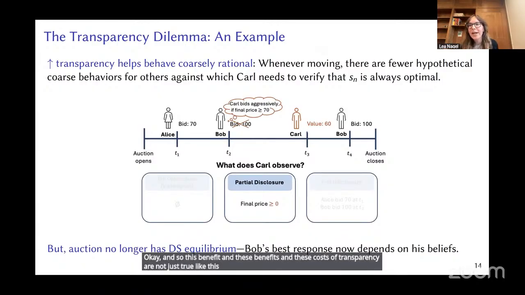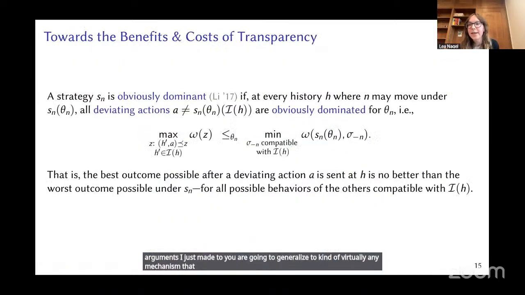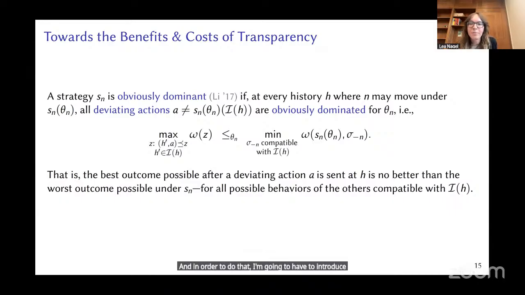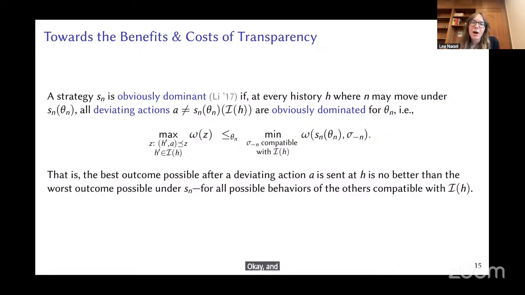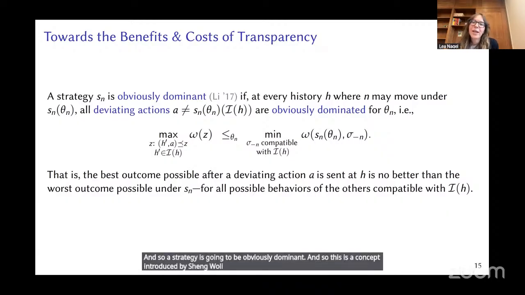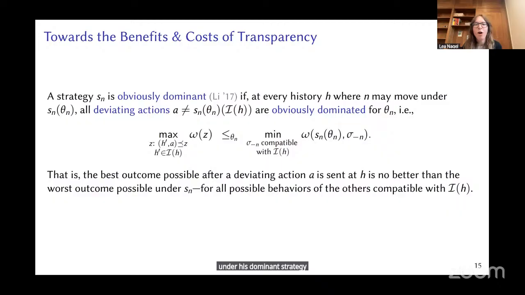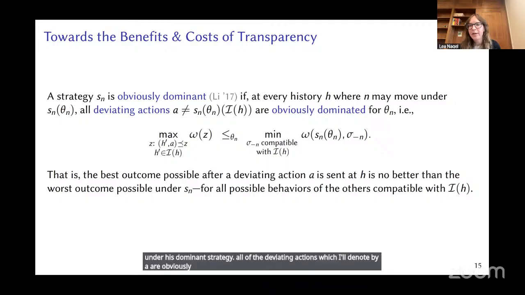Okay, and so these benefits and these costs of transparency are not just true for the auction. The 2 arguments I just made to you are going to generalize to virtually any mechanism that we can think about in this framework. And in order to do that, I'm going to have to introduce the notion of obvious dominance and obviously dominated actions. Okay, and so a strategy is going to be obviously dominant, a concept introduced by Li in 2017, if at every history where an agent may move under his dominant strategy, all of the deviating actions, which I'll denote by A, are obviously dominated for that type.